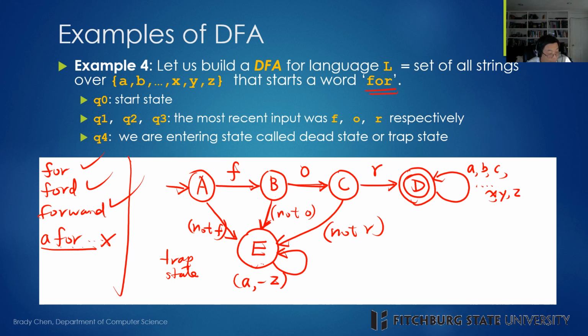So we can actually build the transition function delta, right? The delta is going to be pretty big. So the states are A, B, C, D, E. Now the input values are A, B, C, F, O, R, X, Y, Z.